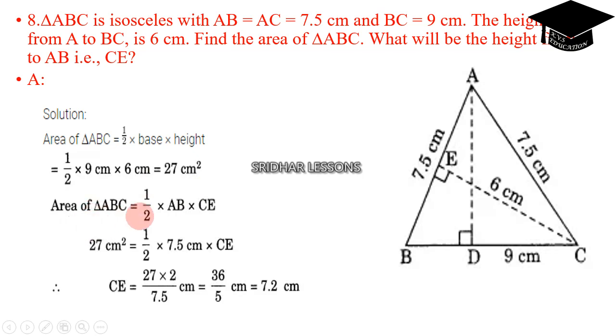Therefore, area of the triangle in terms of AB and CE is equal to 1 by 2 into AB into CE. Base into height. But we know the value of triangle ABC as 27 centimeters square. So 27 centimeters square is equal to 1 by 2 into, here AB is equal to 7.5 centimeters, into CE. Therefore, CE is equal to 27 into 2 by 7.5 centimeters. This is equal to 36 by 5, which is equal to, upon cancellation, 7.2 centimeters.